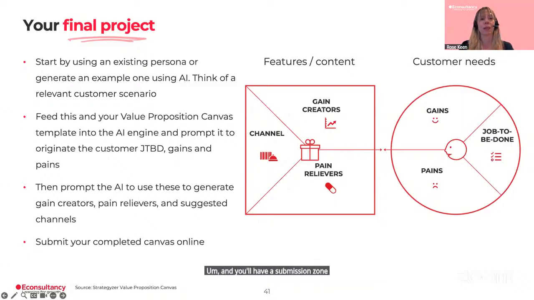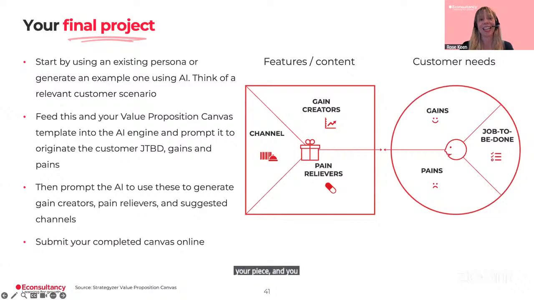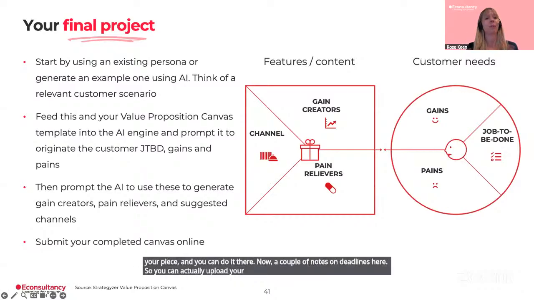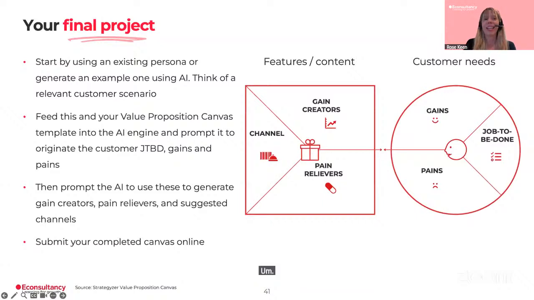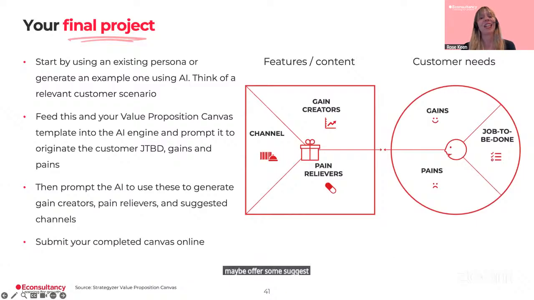When you click into the submission zone, you'll have the option to upload your piece, and you can do it there. A couple of notes on deadlines here. You can upload your Canvas at any point between now and the closure of the program. However, if you do want to be included in next week's wrap up, where myself and Neil are going to review a handful of these, talk about the elements that we like, maybe offer some suggestions, then you do need to submit for the 20th.